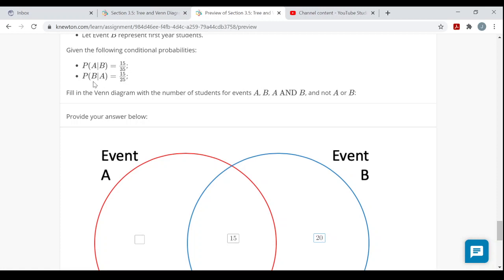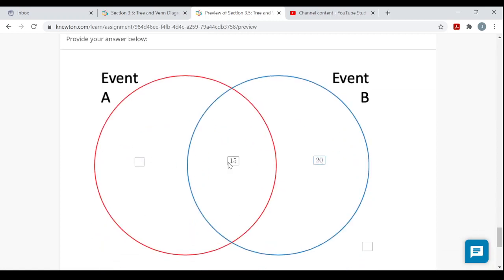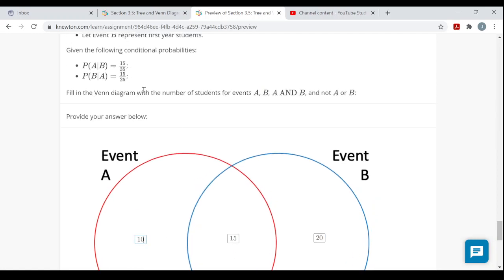And then this conditional probability, the probability of B given A, remember that means the numerator is how many students are in circle B that are also in circle A. Circle A should have 25 students. You got 15 here, that means you need 10 here. So in circle A, 15 out of the 25 are in circle B as well.